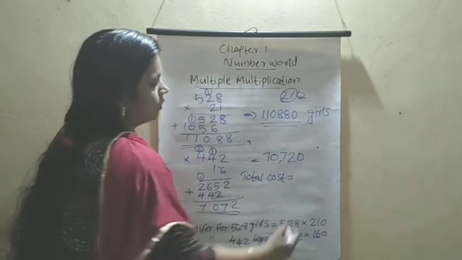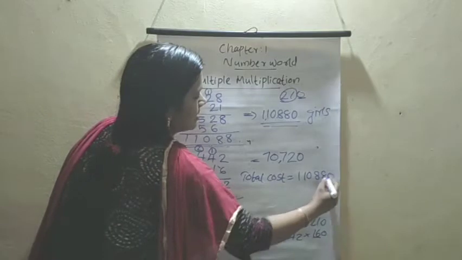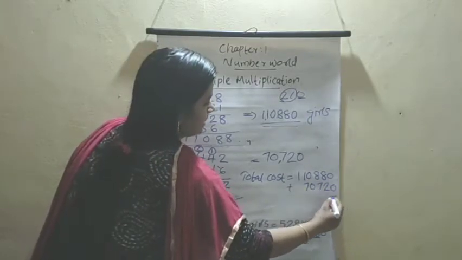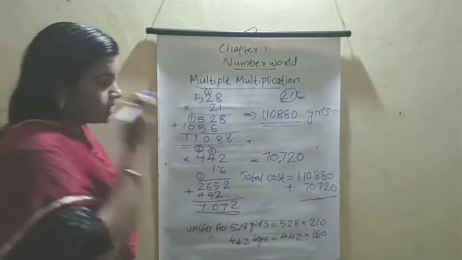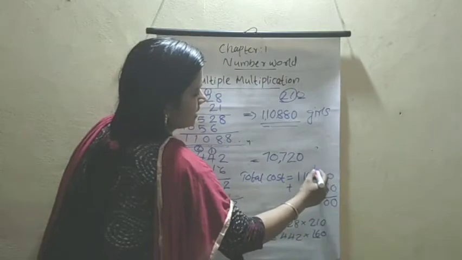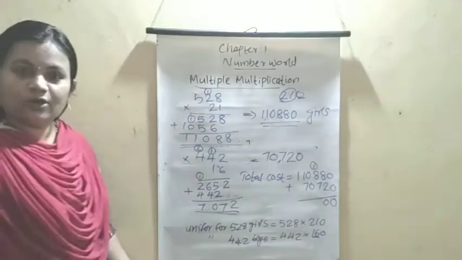Total cost equal to 1,10,880 plus 70,720. Add these two numbers. 0 plus 0 is 0. 8 plus 2 is 10. 0 is right here. 1 is the carryover.